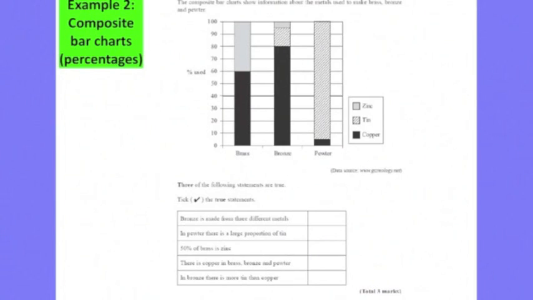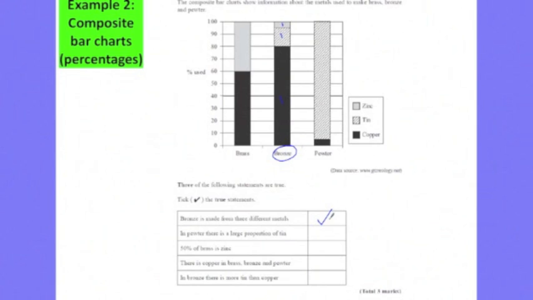Example number 2, focused on composite bar charts. This composite bar chart shows information about the metals used to make brass, bronze and pewter. We saw this on the key fact page. We're then asked which 3 of the following statements are true. First, bronze is made from 3 different metals. Look at the bronze here. 1, 2, 3.